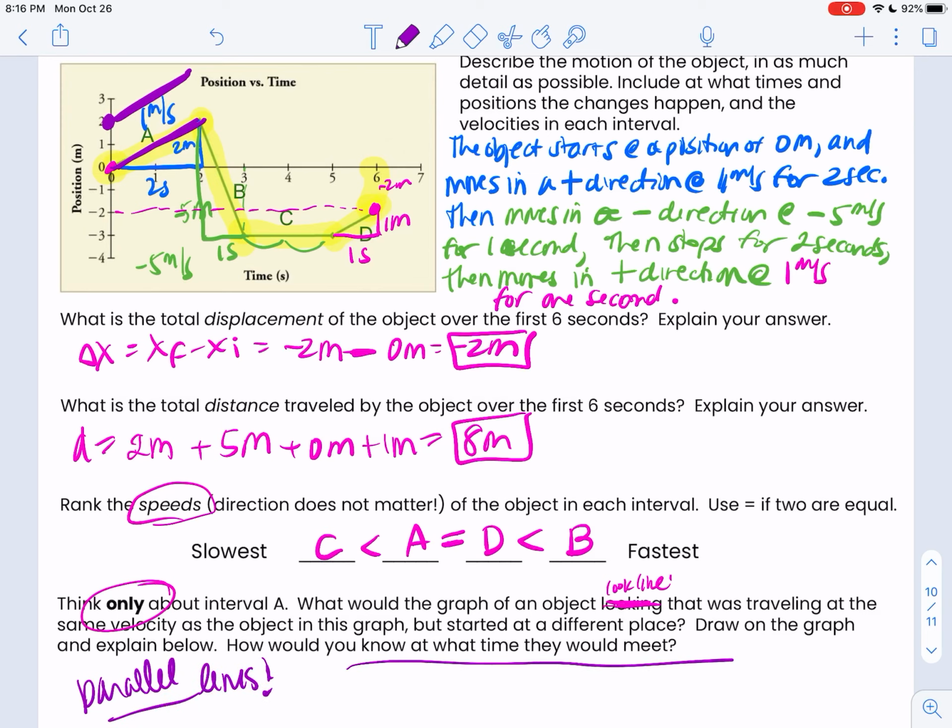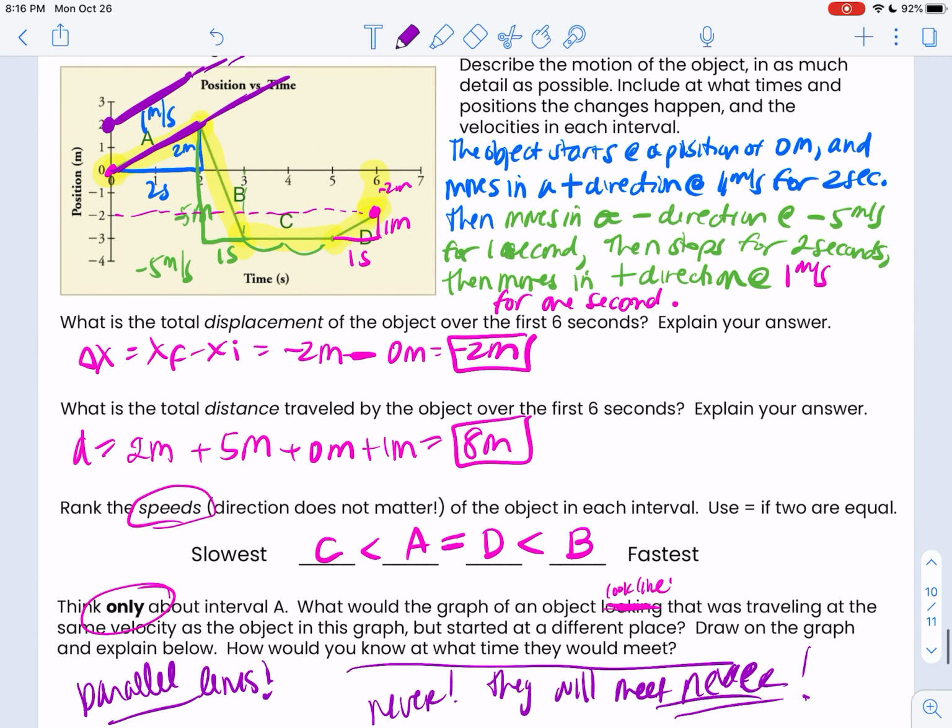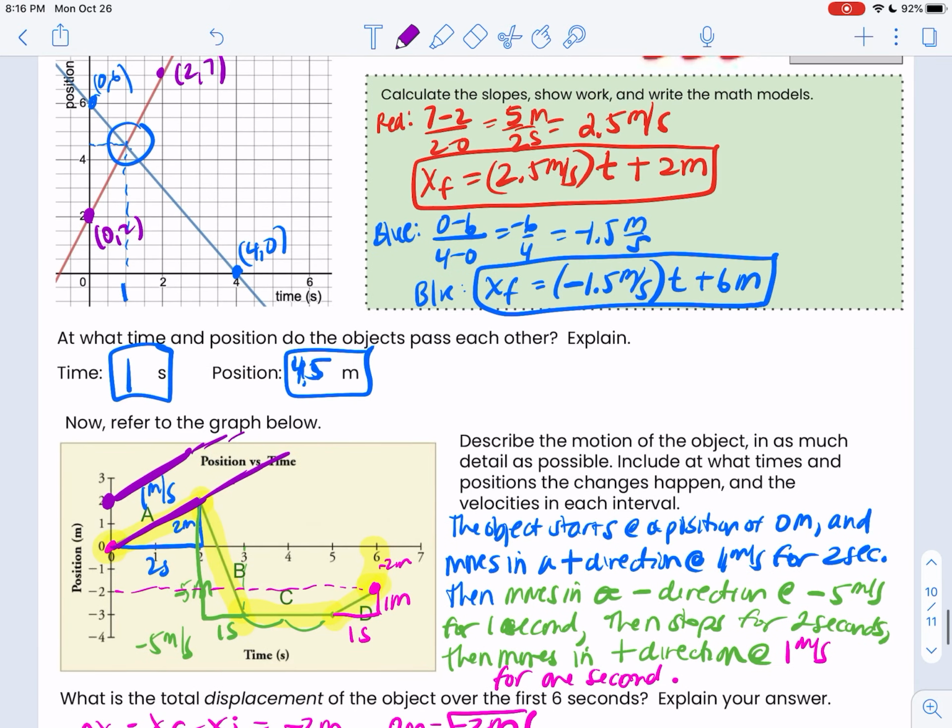And then how would you know at what time they would meet? If those lines are parallel, when do parallel lines cross? Never. They will never meet. If they are going the same speed and they start in different places, they're never going to meet. They will meet never. All right, so check that over and make sure you can do that. Did you have to write? Yeah, you had to write the math model.